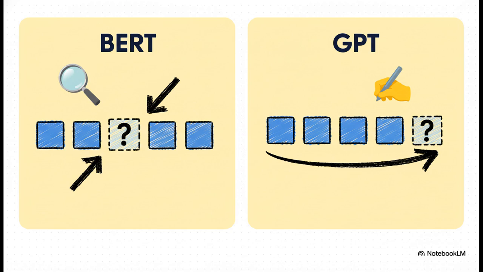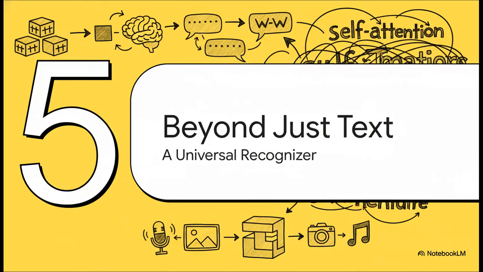Then, on the other side, you have models like GPT. GPT's goal is different. It just wants to predict the very next word in a sequence. It uses the decoder part, which can only see the words that came before. So you've got one that's a master of understanding deep context, and another that's a master of generating new text. But here's where the story takes a really fascinating turn, because this isn't just about text anymore. What we've really built is a kind of universal pattern recognizer.